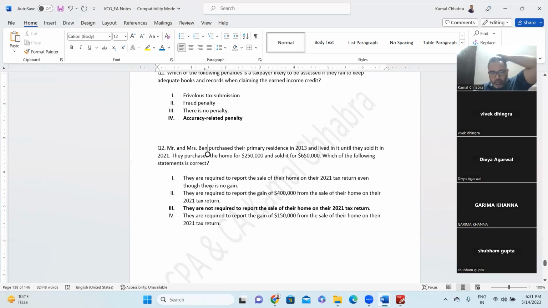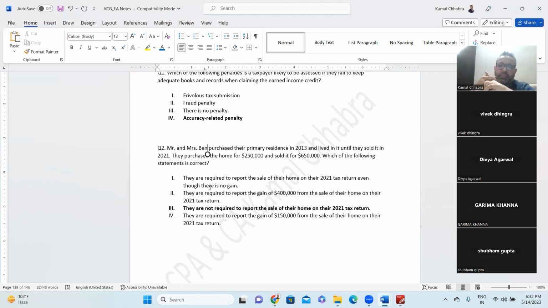They are required to report the sale of their home on their 2021 tax return even though there is no gain. They are required to report the gain of $400,000 from the sale of their home on their 2021 tax return. They are not required to report the sale of their home on their 2021 tax return. They are required to report $150,000 from the sale of their home on their 2021 tax return.